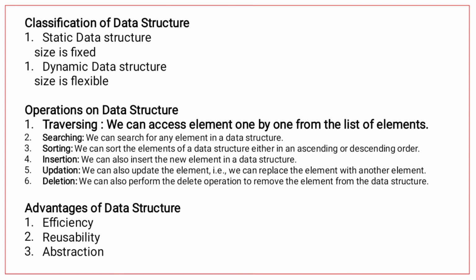And the next benefit of data structure is abstraction. The data structure specified by an ADT, abstract data type, also provides a level of abstraction. The client cannot see the internal working of the data structure, so it does not have to worry about the implementation part. The client can only see the interface. These are the benefits or advantages of data structure.